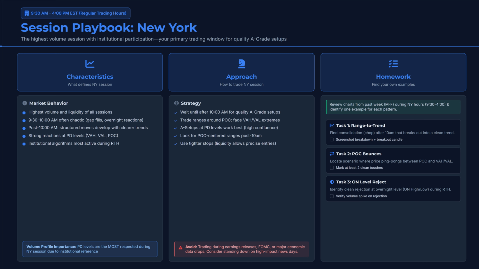Here's your homework assignment. Review charts from the past week during New York hours. Identify clear examples for each pattern described. Screenshot, annotate, and save to your trading journal.